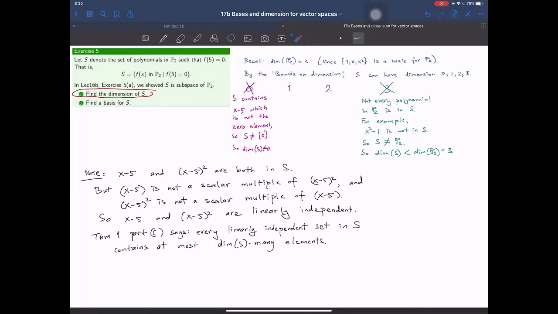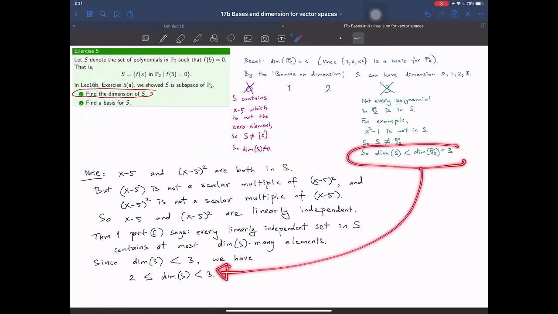exercise. Theorem 1 tells us that every linearly independent set in a subspace contains at most dimension-of-the-subspace many elements. Since the dimension of S is smaller than 3, we have the following inequalities, and so the dimension of S must be 2.